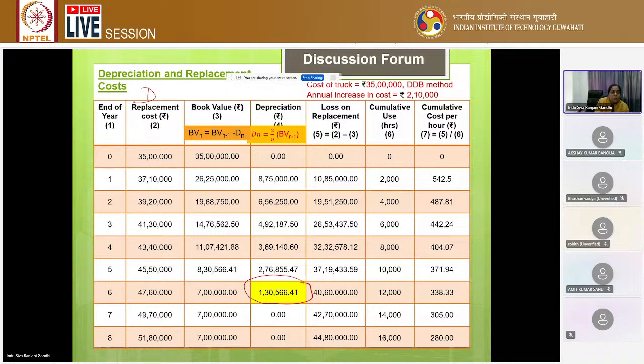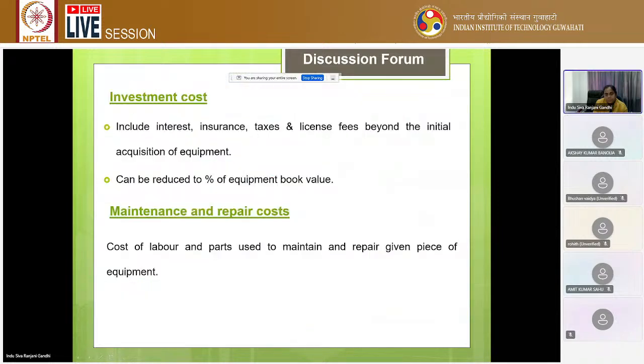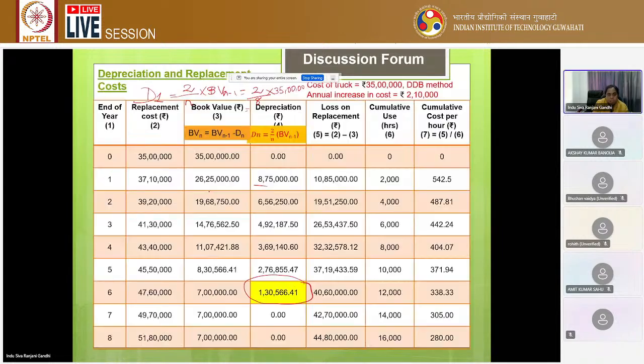Say, for example, if you want to estimate the depreciation for the first year, according to DDB it is 2 by n into the book value at the end of the previous year. So 2 divided by the useful life of the machine, which is 8, into the book value at the end of the previous year. Obviously, it should be the initial price of the machine, 35 lakh. This will give you the depreciation for the first year. What is the depreciation for the first year? If you simplify this, you will get 8,75,000. Now, how to get the book value at the end of the first year?